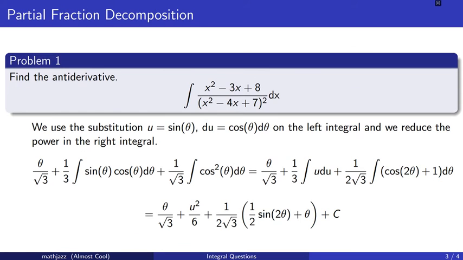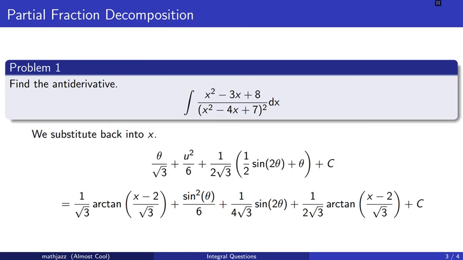So from here, we can perform those antiderivatives, and we get this expression: theta over the square root of 3 plus u squared over 6 plus 1 over 2 times the square root of 3 times 1/2 of sine of 2 theta plus c. And now we have to substitute all the way back to x's, or we have to back substitute.